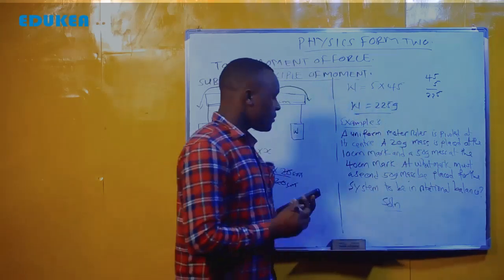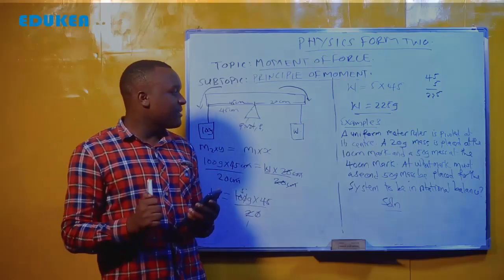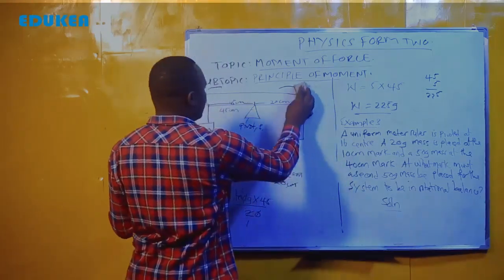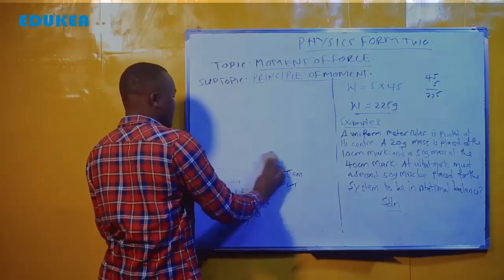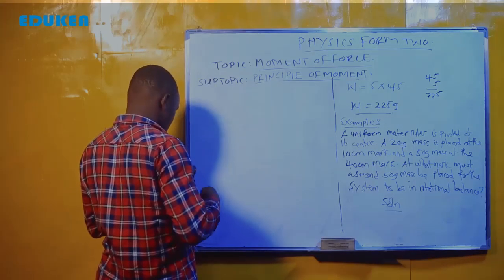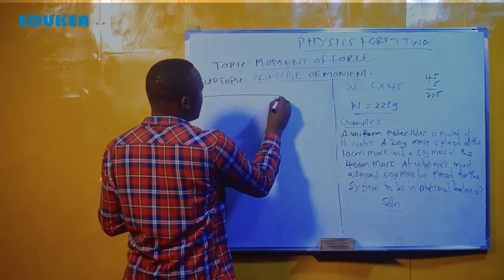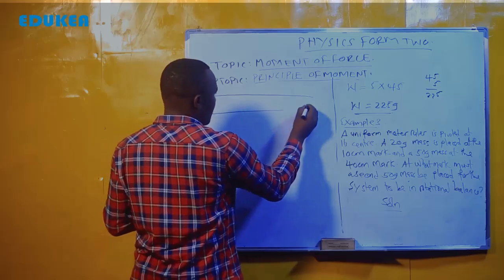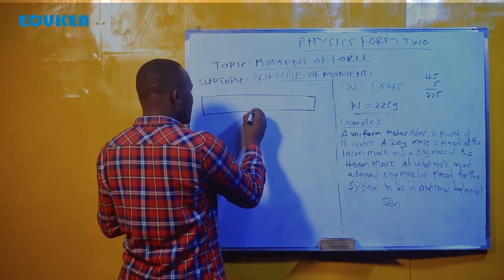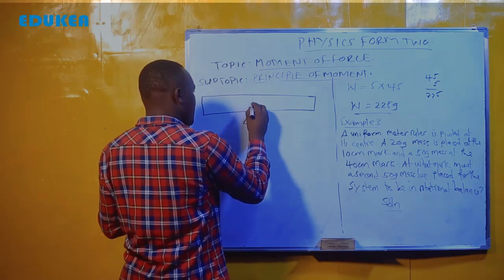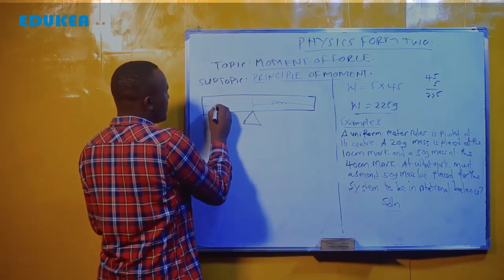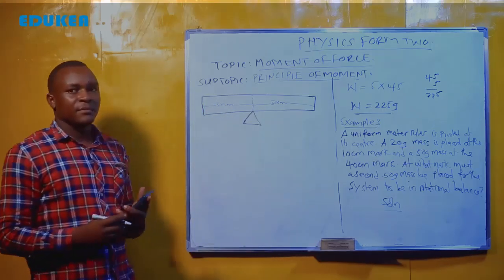Now, another example, we are given the uniform meter ruler which is pivoted at the center. So let's consider the diagram on how we can simplify our question. We are being given the meter ruler and it's pivoted at the center, means from here up to here is 50, and from here is also 50. That is how you can pivot the meter ruler at the center.